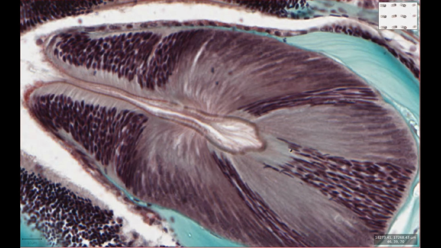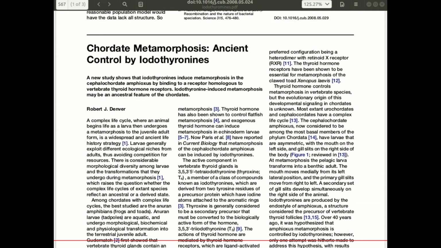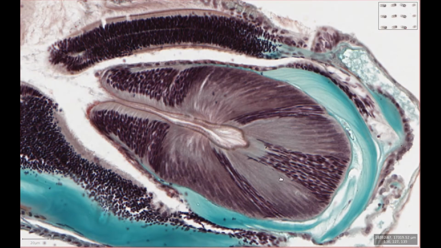But the endostyle is interesting for another reason as well, because there are cells here that produce iodothyronine, which is analogous to thyroid hormone in higher animals such as birds and mammals. So thyroid hormone in mammals, for example, will regulate the metabolism. The iodothyronines produced by the endostyle have a role in metamorphosis, and there's a very interesting article which you can see here about how the iodothyronines produced by Amphioxus relate to the thyroxine molecules that are produced by vertebrates. So this structure can be thought of as the ancient precursor of our thyroid gland.